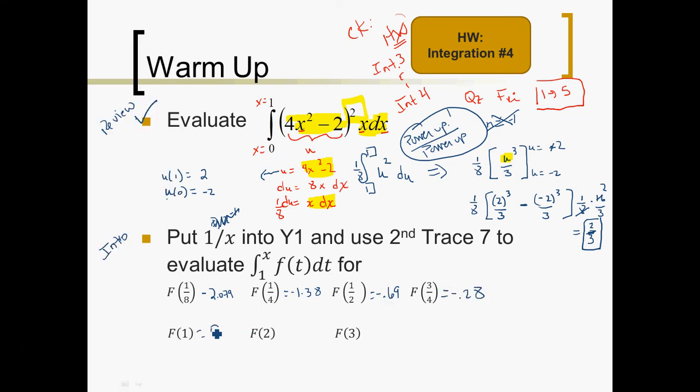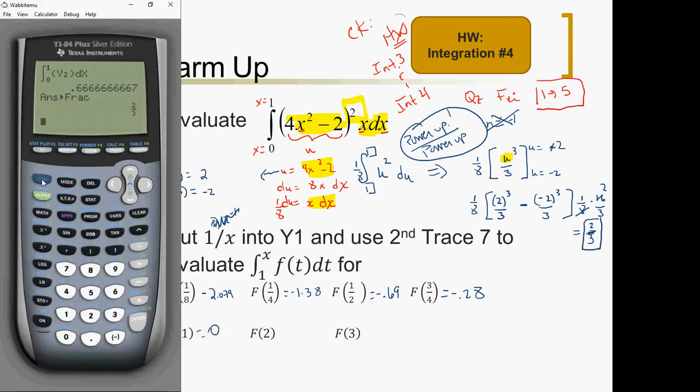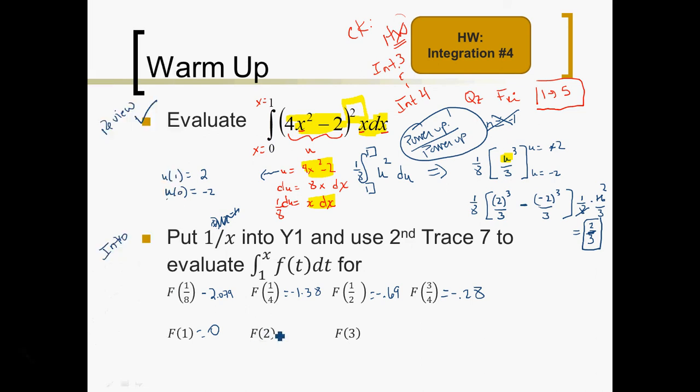Hopefully you know that f of 1 is equal to 0. And then what about 2? Hopefully you notice that going from 1 to 1/8 and then 1/4 and then 1/2, you weren't surprised that those were negatives because dx or dt was negative. The function values were positive, but dt was negative, therefore you got negative integral values, and of course going from 1 to 1 gave you nothing. And then 2 gave us 0.69.